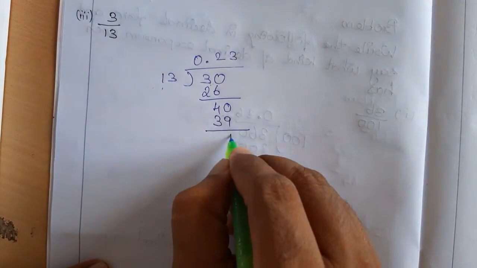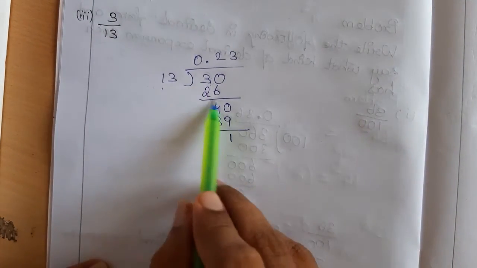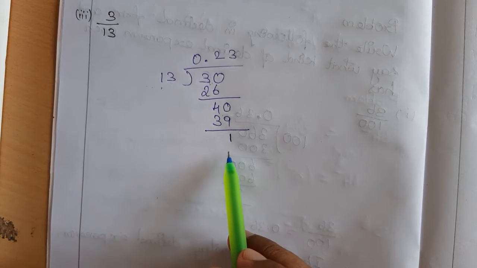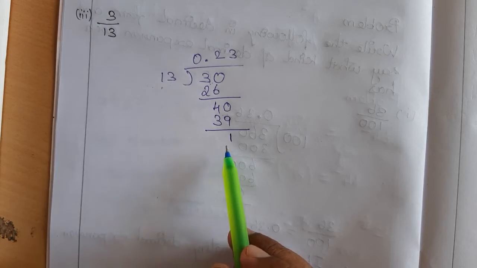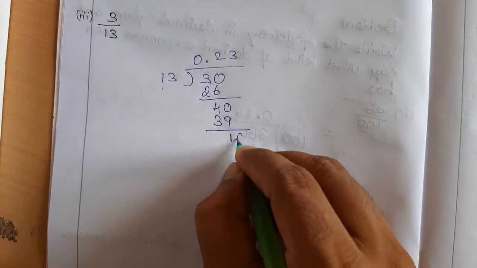So the balance is 1. We have to notice whether anywhere it's going to repeat or not. If it repeats, then it is non-terminating. If the remainder is 0, then it is terminating. Always remember that. So 1, the decimal is already there, so we can add a 0.